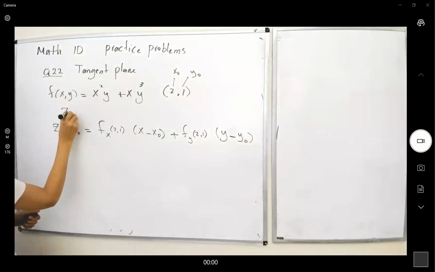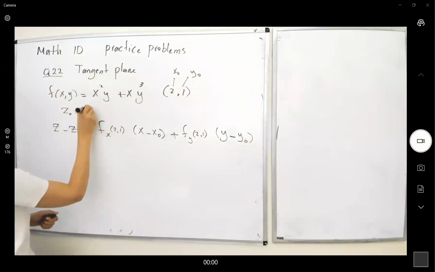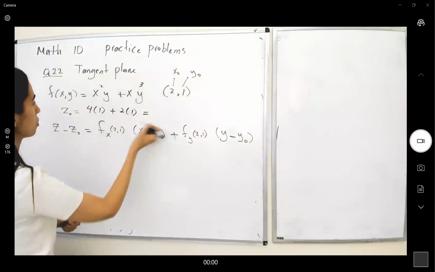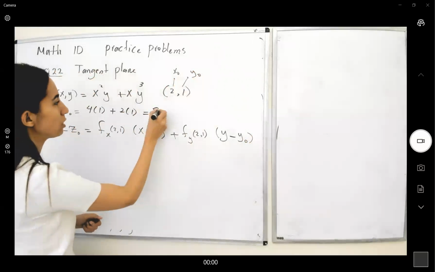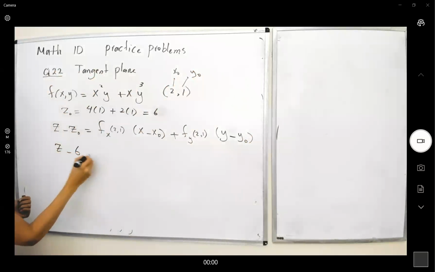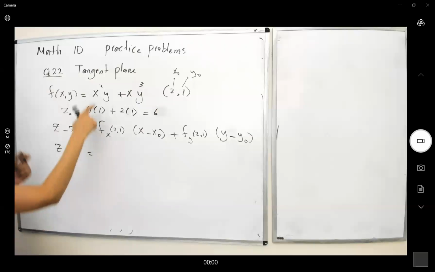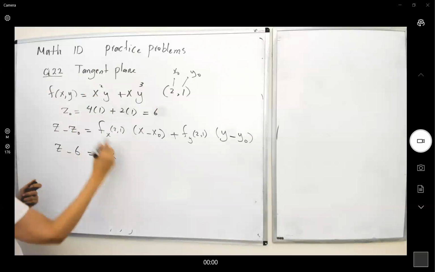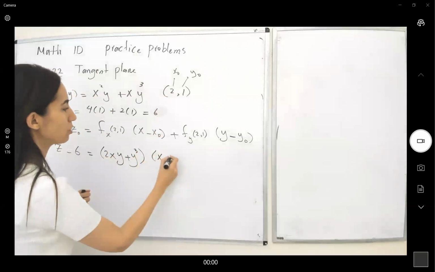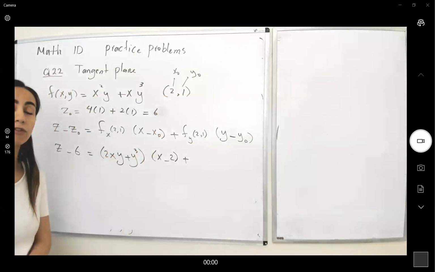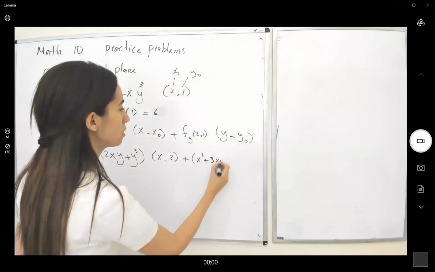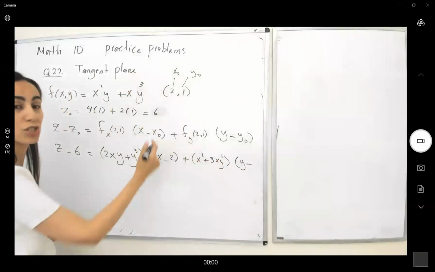So z sub 0 is equal to, if you plug in 2, you get 4 times 1 plus 2 times 1 cubed, which is just 1. So your z sub 0 is 4 plus 2, or just 6. There you go. So z minus 6 is equal to the partial derivative of f with respect to x. It is 2x y plus y cubed, times x minus x sub 0, which is 2, plus the partial derivative of f with respect to y. Here you get x squared, and here we have 3x y squared, times y minus y sub 0, which is 1.